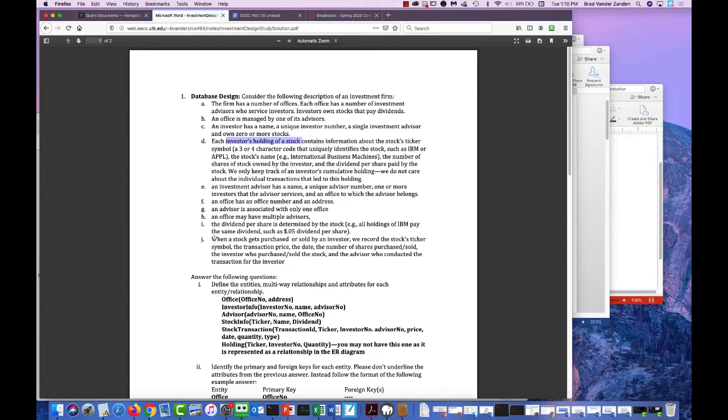Now here, stock gets purchased. It turned out that purchased or sold was really a type. So when you see type here, it's transaction type, buy or sell. It is a relation. So I said to find the entity's multi-way relationships. This is a multi-way relationship. Now, there's an interesting thing here. Look at the attributes: ticker, investor number, advisor number, price, date, quantity, and type.